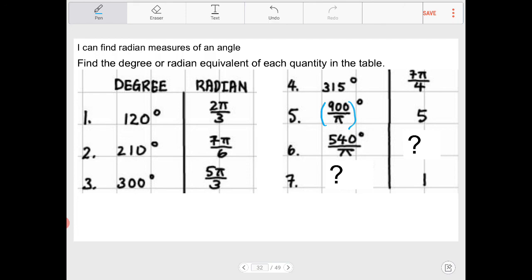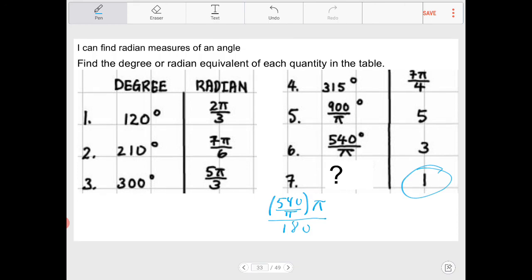Next I want to figure out what 540 over pi degrees is back in radians. To do that, I end up with 3. How do I end up with that? I do 540 over pi times pi divided by 180. That was the conversion. So 540 divided by 180 is in fact 3. Next, I have a radian of 1. What is that? That's simply 180 over pi.